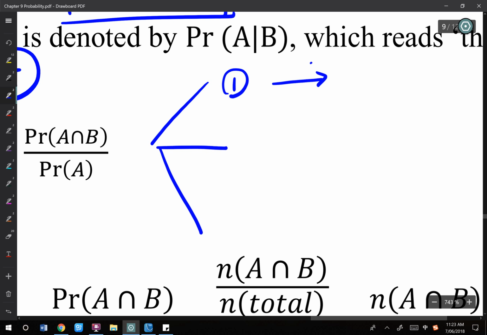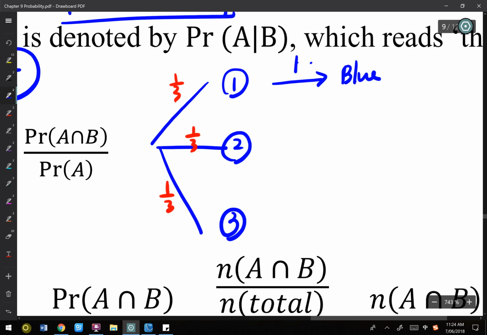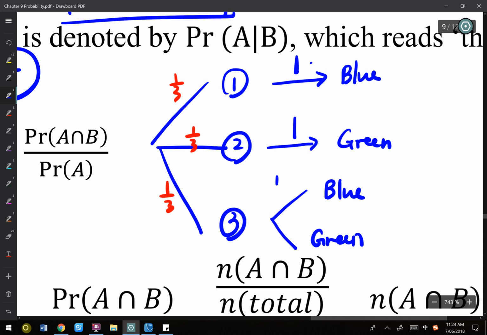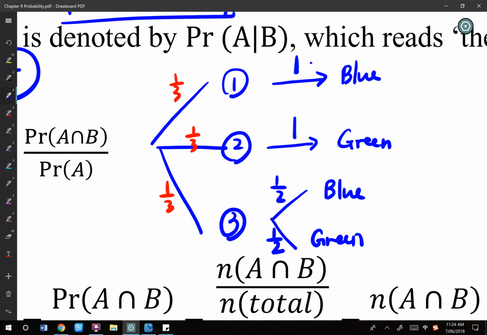I will get card 1, or I will get card 2, or I will get card 3. They are all a third of the probability. So I can only show blue with card 1. So the probability to get a blue, if I pick card 1, will be 1. If I get card 2, that will only show you green, so the probability is 1. The probability to get a blue or a green for the third card is a half and a half. Half of the chance to show blue on the table, half of the chance to show green on the table.